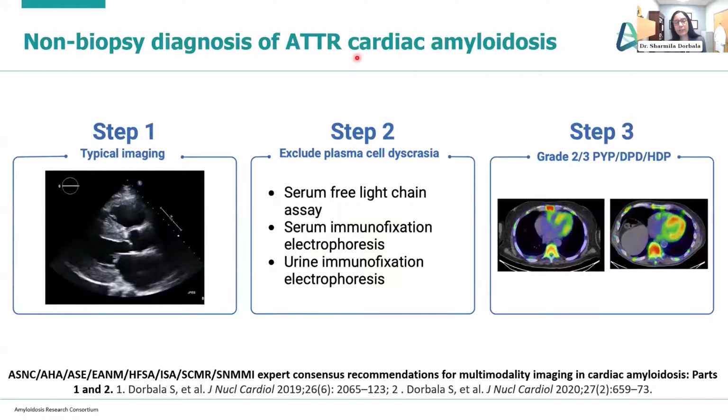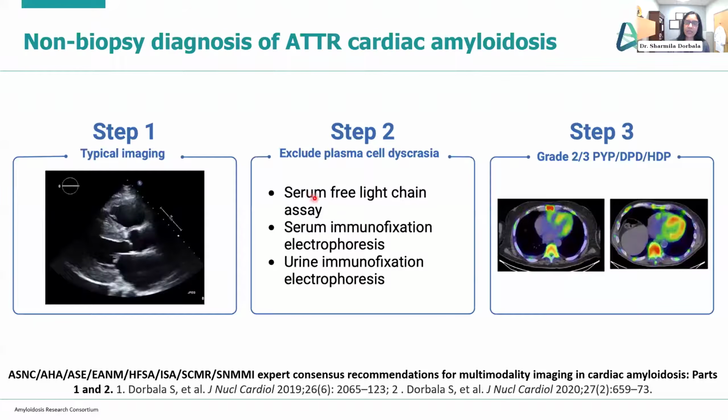So what about diagnosing the transthyretin form of amyloid? So here, of course, if the heart biopsy shows transthyretin amyloid, you're done. But in most patients, we don't send for biopsy with this disease. We would look at imaging. If there's typical features of amyloid, then we exclude a plasma cell dyscrasia by looking at blood tests, free light chain assay, and immunofixation electrophoresis, and urine immunofixation electrophoresis.